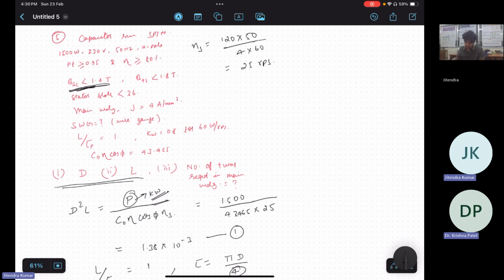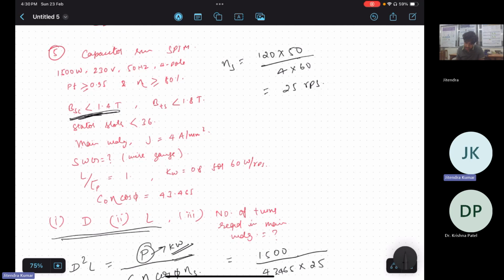Current density, it is not given. Sorry, current density is given. You are saying main winding. For main winding, current density is given. So area we can calculate from there.